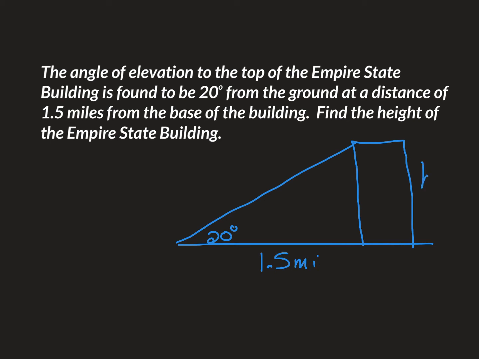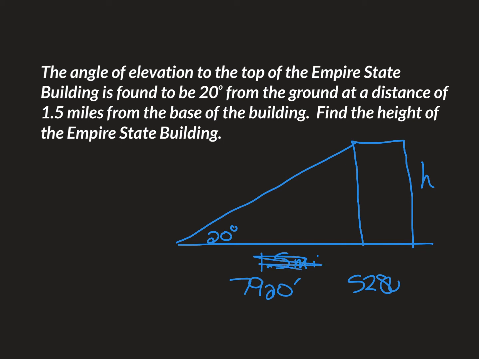And we're not going to measure the height of the Empire State Building in miles. That's ridiculous. So there's 5,280 feet in a mile. So you do 1.5 times 5,280. I'm going to go ahead and convert this. That's 7,920 feet away. So let's just forget the miles. We're not going to measure the height in miles.